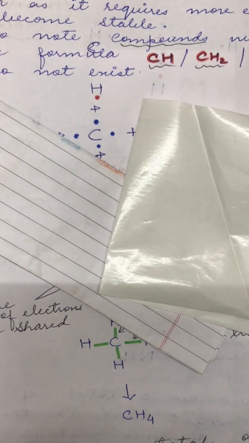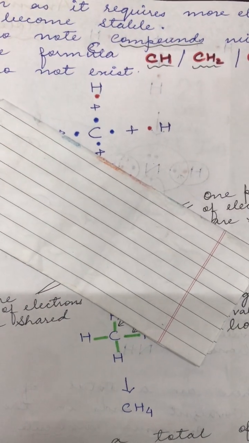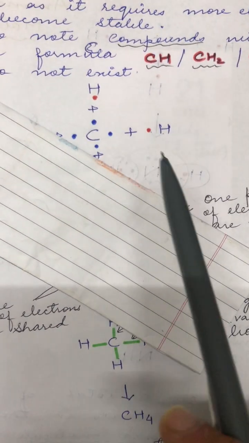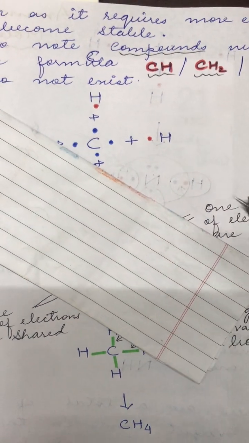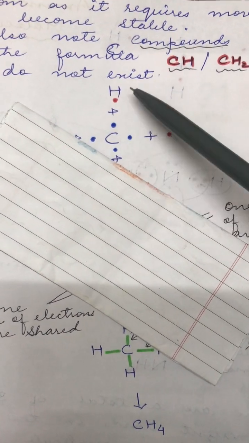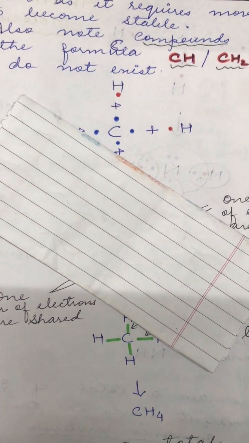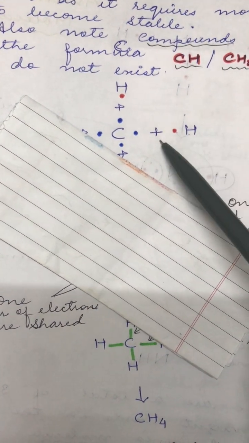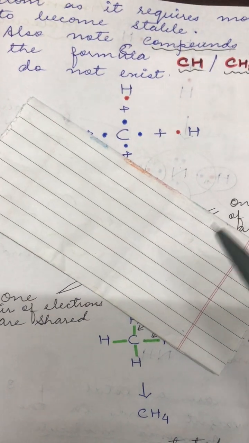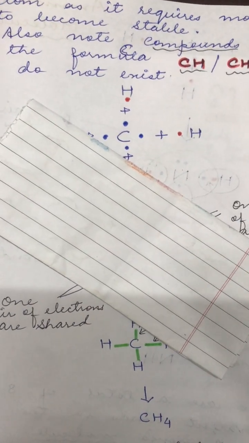Now let us see if it forms a bond with 2 hydrogen atoms probably. Suppose they are forming a bond with 2 hydrogen atoms, the carbon atom will have 1 more electron here from one hydrogen atom, and 1 more electron here from another hydrogen atom. That means it now has a total of 6 valence electrons, but it is still short of 2 more electrons.